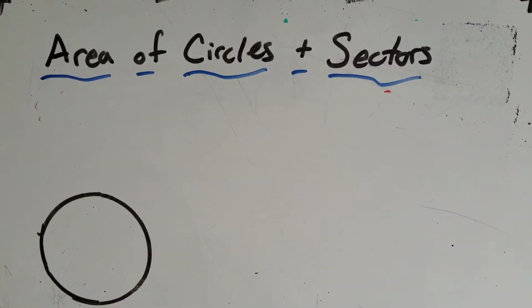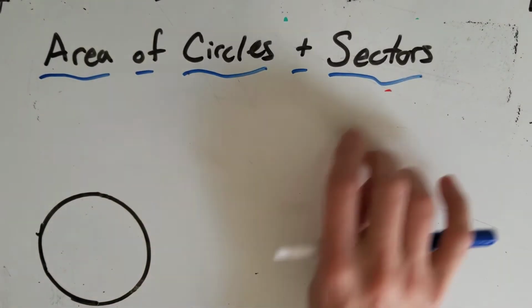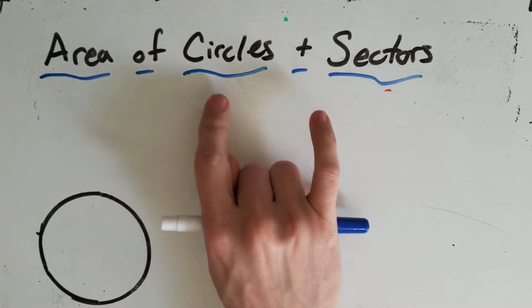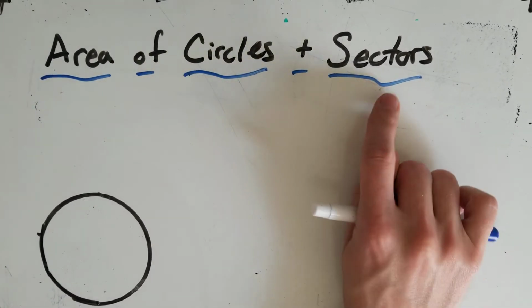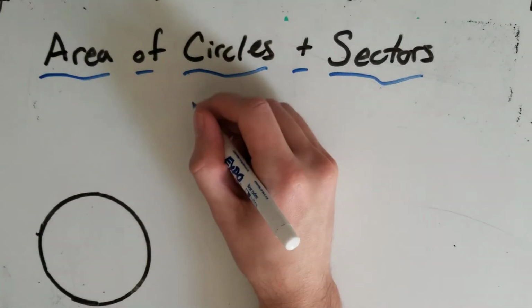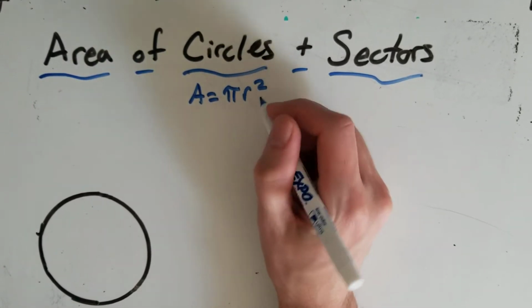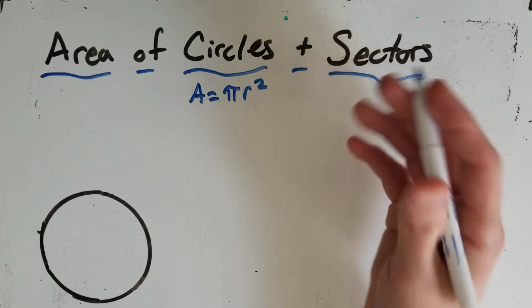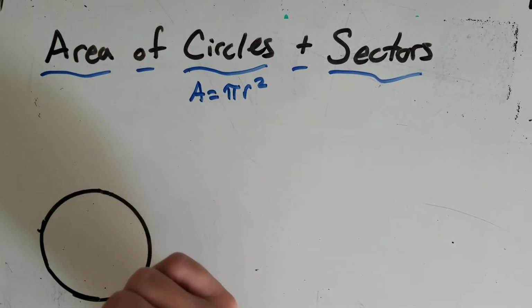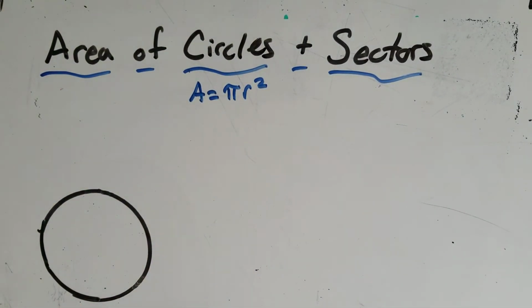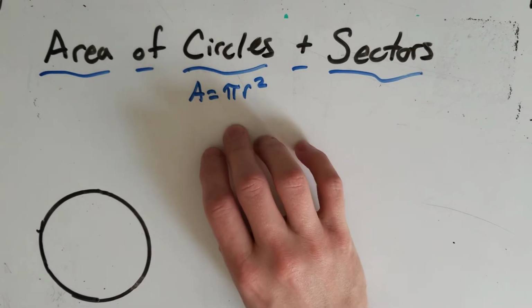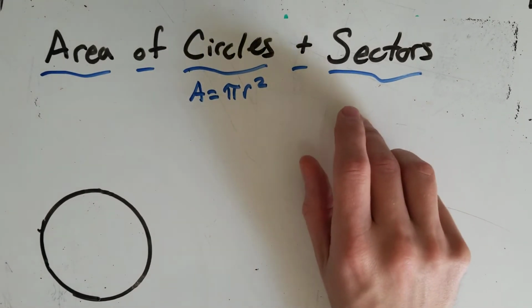Hey guys, today we're going to talk about how to find the area of circles and sectors. We should know circles already, but we're really going to build upon sectors today. So just to recap, the area of a circle we should know is pi r squared, where r is the radius. That'll give you the area of any circle.